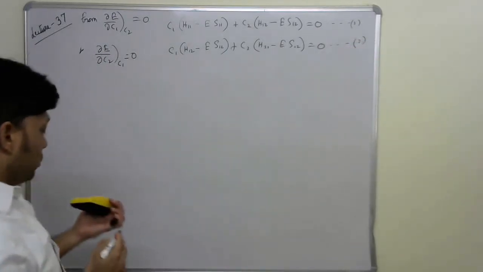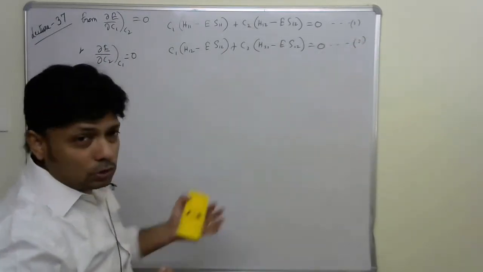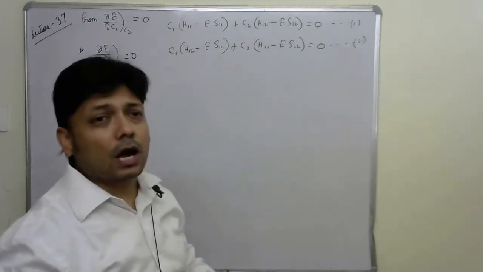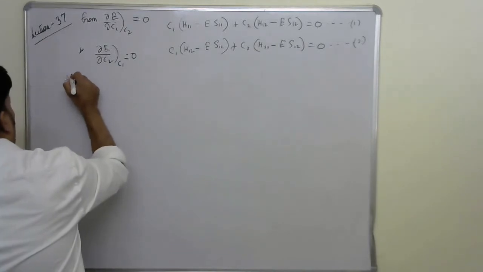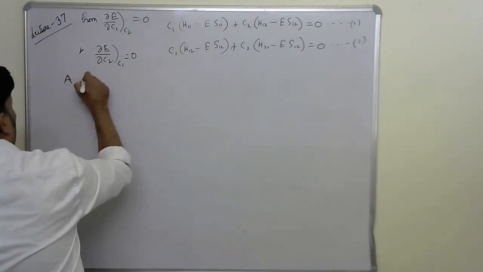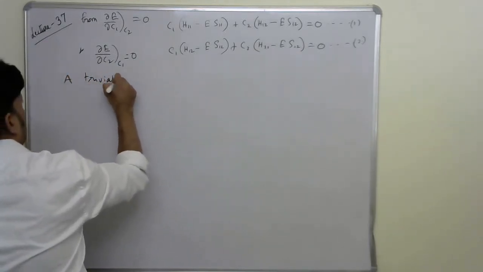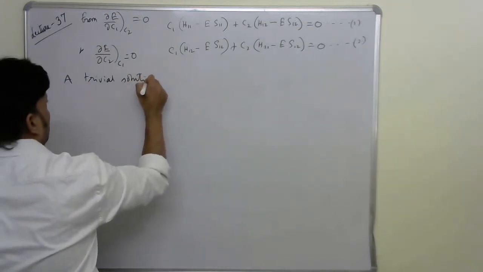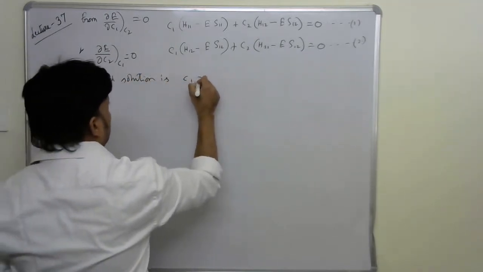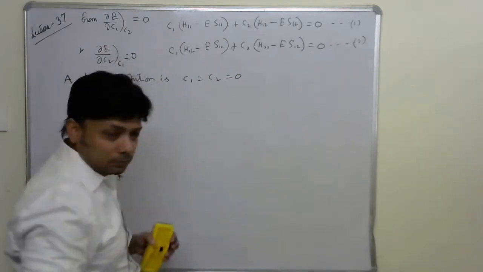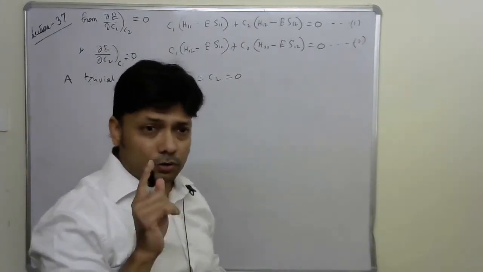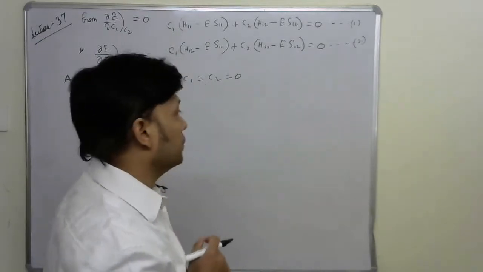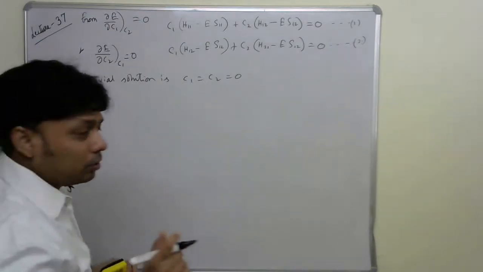So we should be able to find the values of C1 and C2 by solving this. The question is how to solve them sensibly. One option is there should always exist a trivial solution. So the trivial solution is definitely C1 is equal to C2 is equal to 0. But we are not interested in the trivial solution. We are interested in the non-trivial solution. So how to find the non-trivial solution?